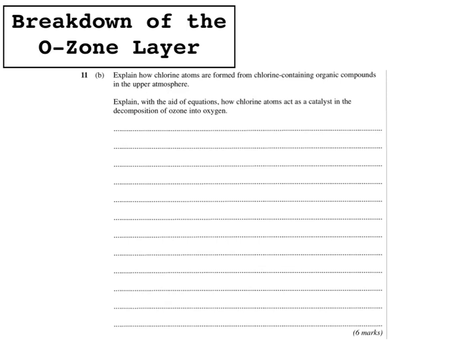Sometimes you'll see longer questions on this topic. So here is a long question. It says, explain how chlorine atoms are formed from chlorine-containing organic compounds in the upper atmosphere. Explain with the aid of equations how chlorine atoms act as a catalyst in the decomposition of ozone into oxygen. This is worth 6 marks. So first, the first mark is for talking about CFCs, and that CFCs are chlorofluorocarbons, and that they contain C-Cl bonds.